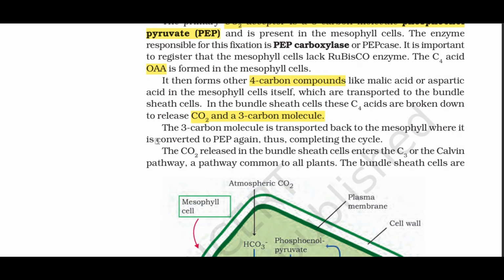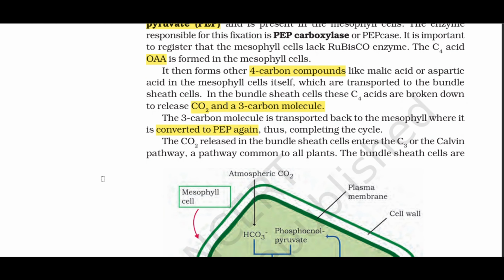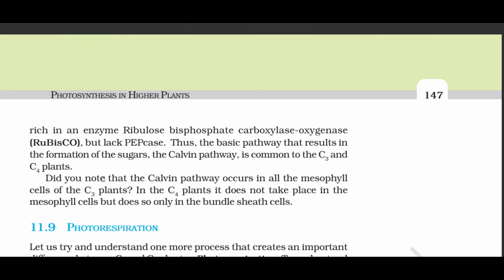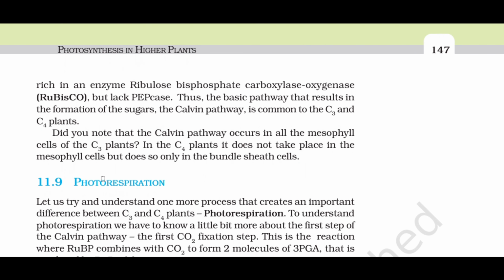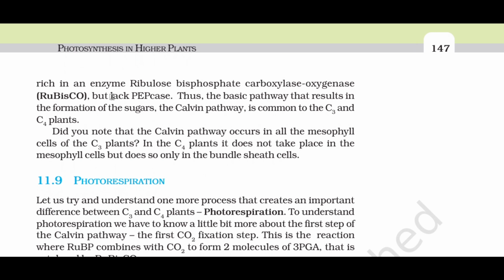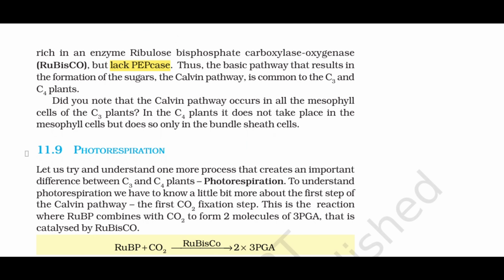The CO2 released in the bundle sheath cells enters the C3 or the Calvin pathway, a pathway common to all plants. The bundle sheath cells are rich in an enzyme ribulose bisphosphate carboxylase oxygenase, Rubisco, but lack PEPcase. Thus, the basic pathway that results in the formation of the sugars, the Calvin pathway, is common to the C3 and C4 plants. Did you note that the Calvin pathway occurs in all the mesophyll cells of the C3 plants? In the C4 plants it does not take place in the mesophyll cells but does so only in the bundle sheath cells.